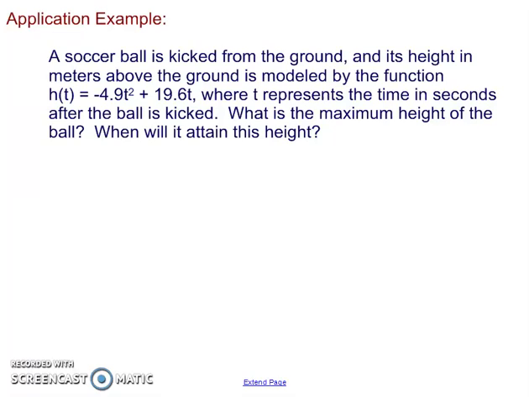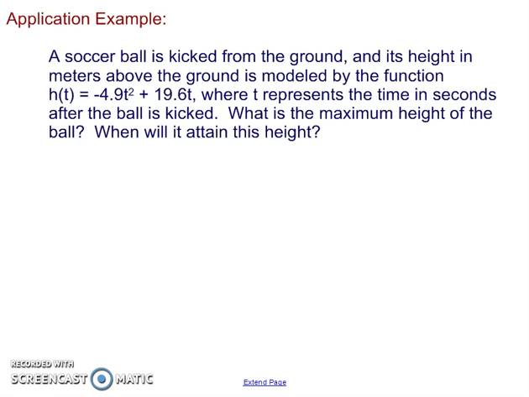So let's look at an example of a word problem that uses our knowledge of quadratics. So we have a soccer ball is kicked from the ground and its height in meters above the ground is modeled by the function h of t equals negative 4.9 t squared plus 19.6 t, where t represents the time in seconds after the ball is kicked. What is the maximum height of the ball? When will it attain this height?